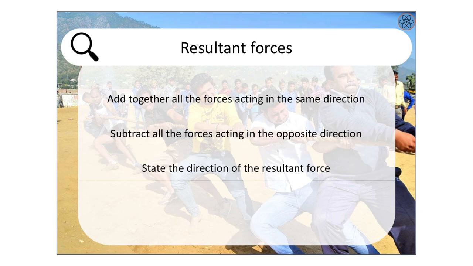So to finish off, to find the resultant force, you need to add together all the forces acting in the same direction. You take away or subtract all the forces acting in the opposite direction. And at the end, it's important to say the direction that the resultant force is. So that might be moving left, moving right, up or down.